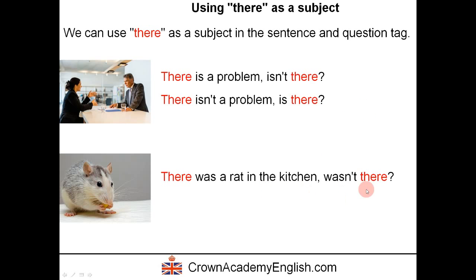There was a rat in the kitchen, wasn't there? And in the negative, there wasn't a rat in the kitchen, was there? Okay, so we have there as the subject and there as the subject here in the question tag. And it's the same here. There is the subject and we use there as the subject here in the question tag. So we don't only use personal pronouns in the question tag. We can also use the word there. Okay, so this is quite advanced.